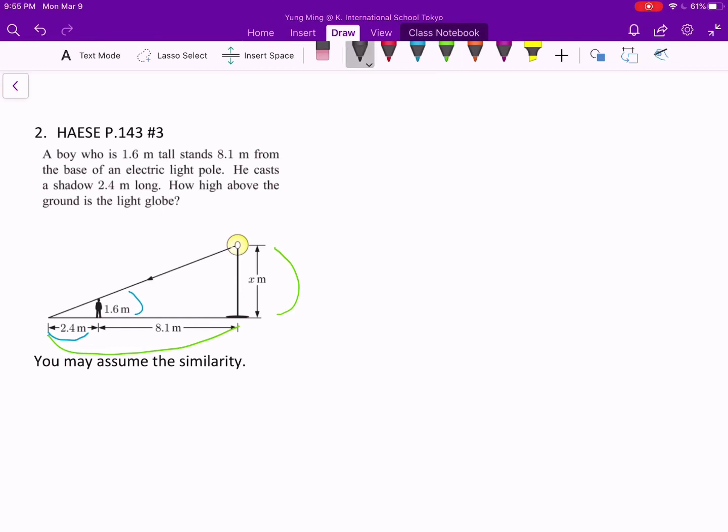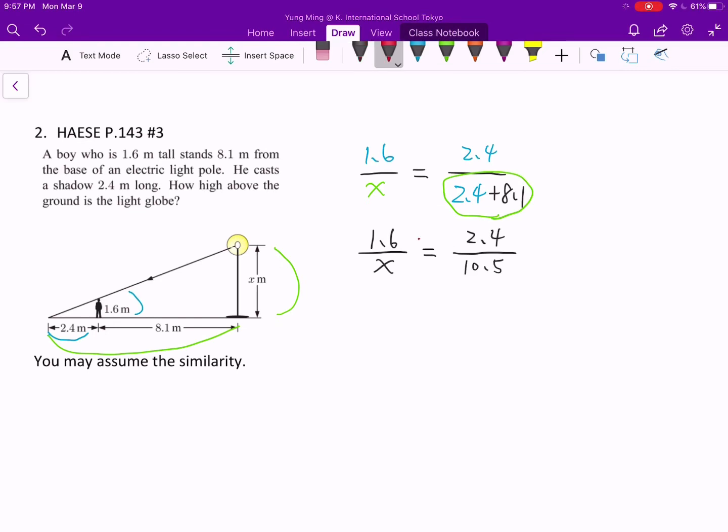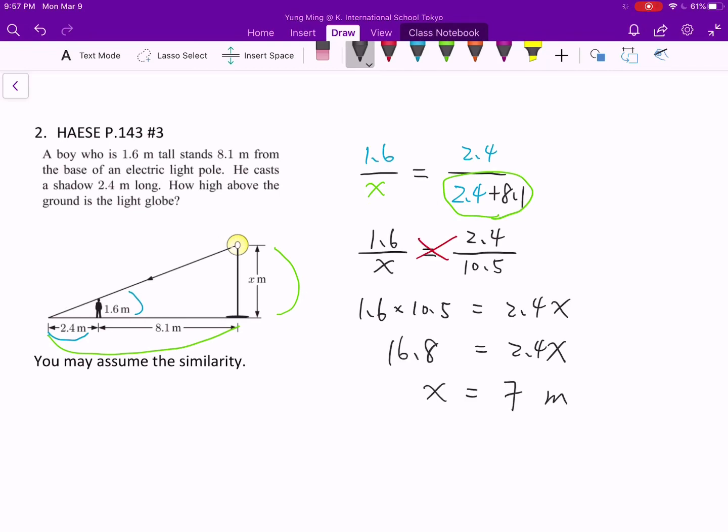So I think that's the only part that we need to be a little bit careful. We have 1.6 over x being equal to 2.4 over 2.4 plus 8.1. This whole thing is actually our green stuff. Now before we cross multiply, let's write down the sum: 2.4 over 10.5. Cross multiply, we're going to get 1.6 times 10.5 equals 2.4x. 2.4x is equal to 16.8. Punch that into the calculator, we will get x equal to 7 meters.